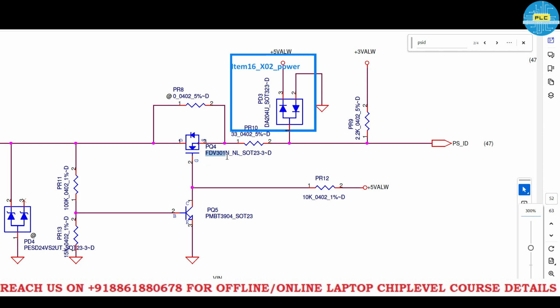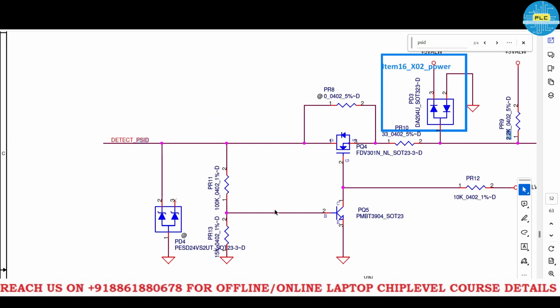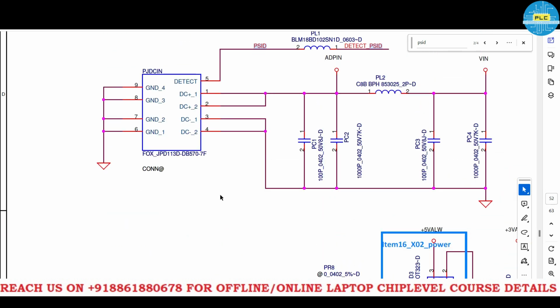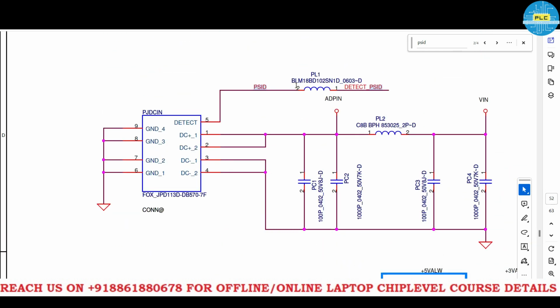FDV MOSFET are the same. Here also the 2.2K concept is the same. Here it has been given 5 volts. Here also given. See, both are protection only. See, this protection ESD diode and this diode also has been given the circuit, same circuit, 2 resistors, 1 transistor and a MOSFET. Both are N channel, and here it will start PSID. Here is a coil also the same, right? But here it's a continuation.